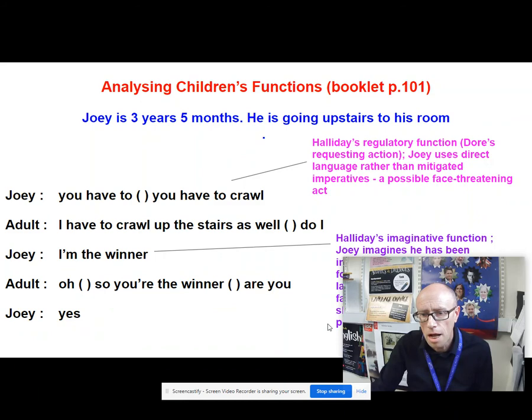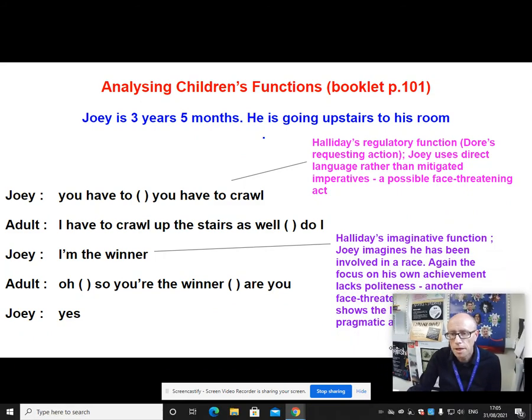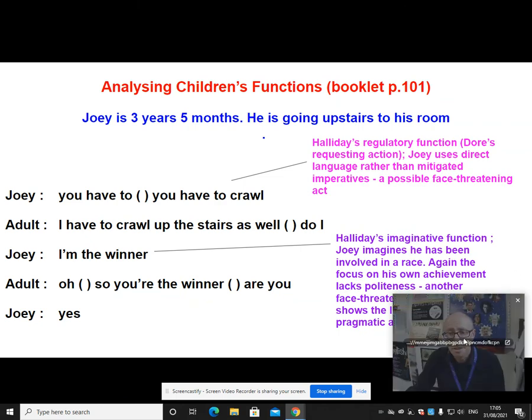Joey then says, "I'm the winner." So here we've got Joey's imaginative function, where presumably Joey is imagining that he's been involved in a competition, in a race. And again, the focus is on himself, isn't it? So this is fairly characteristic of children in the first sort of 3, 4, 5 years of their life. Essentially, they see the world in an egotistical way. Some of us never move out of that stage, and it focuses on its own achievement, and it kind of lacks politeness. So it shows another face-threatening act.